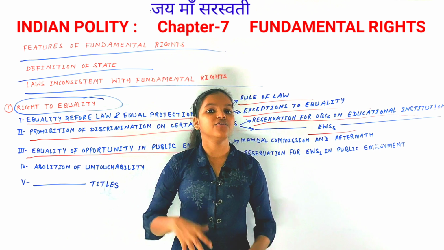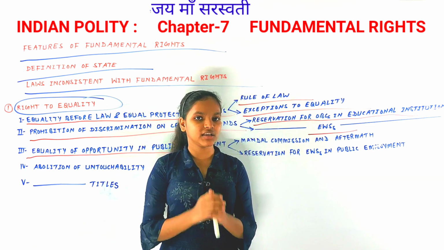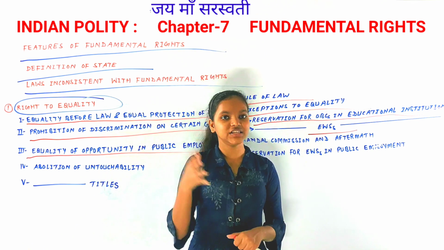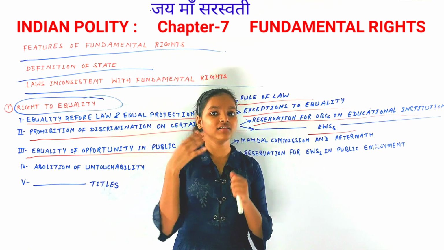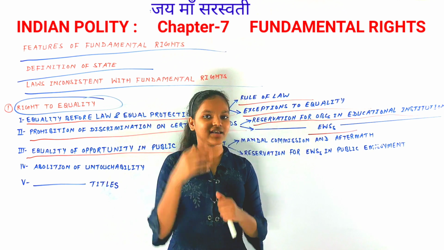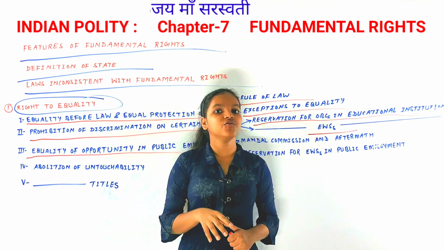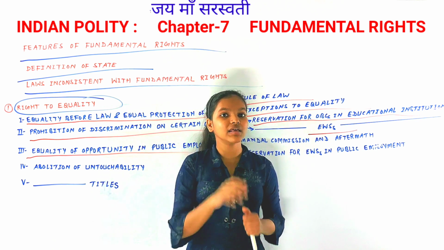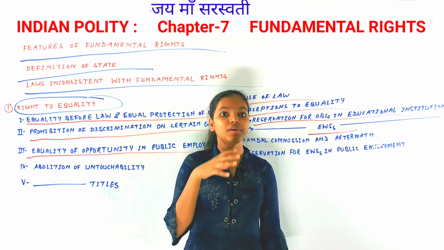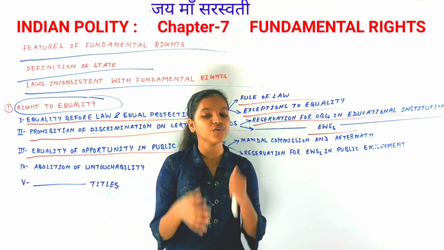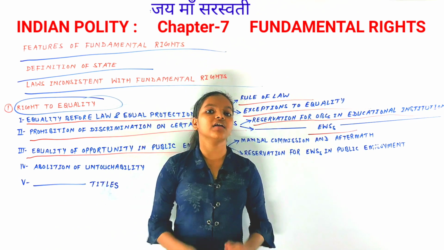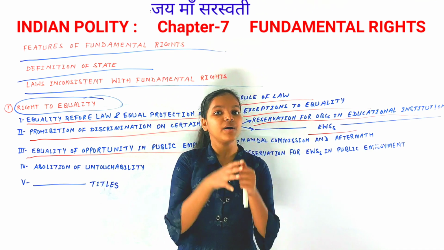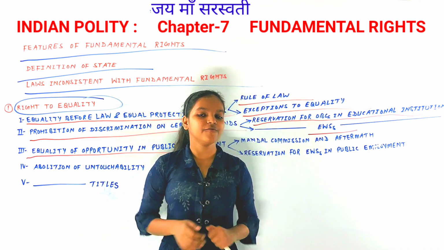So no citizen shall be discriminated against only on the grounds of religion, race, caste, sex, descent, place of birth or residence, for employment in any public employment, public office, or public post. So Article 16 is for equality of opportunity in public employment, and there are 4 exceptions to it.